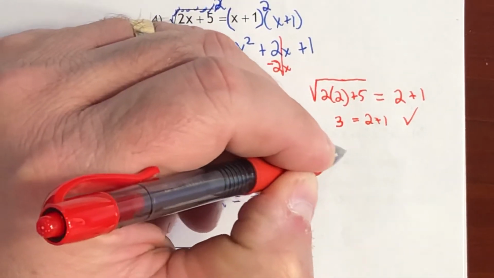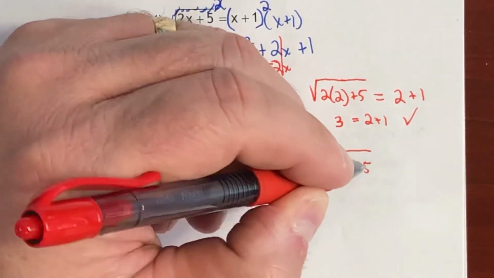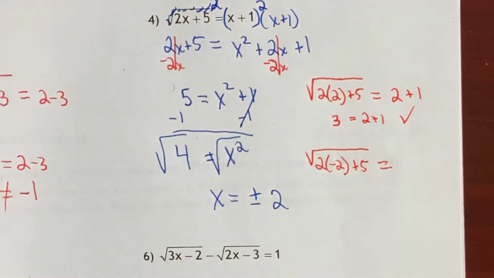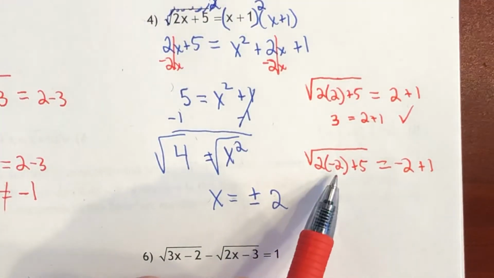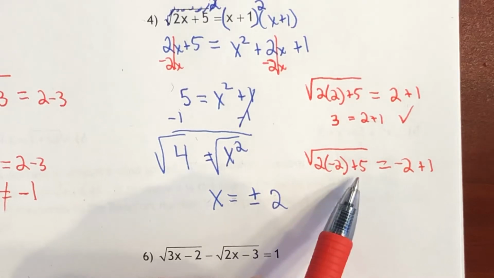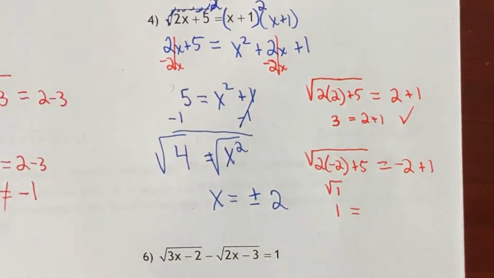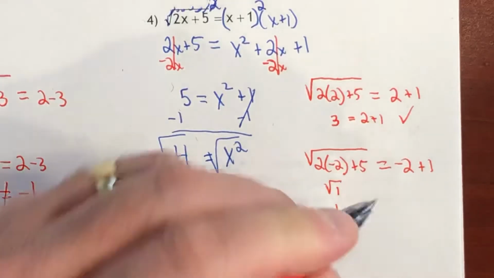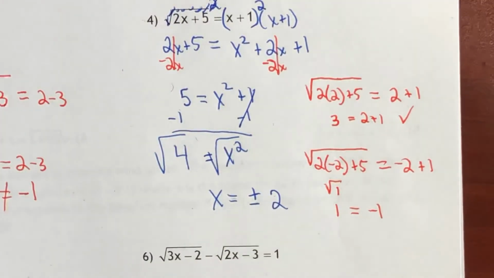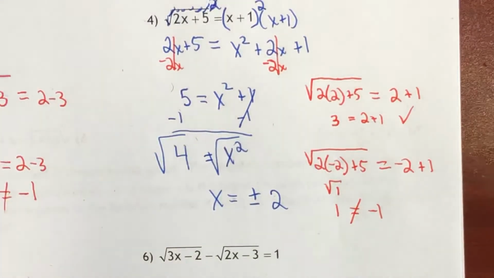All right, let's try a negative 2. So 2 times a negative 2 plus 5 underneath of the square root equals, on the right-hand side, a negative 2 plus 1. Okay? So 2 times a negative 2 is negative 4. Negative 4 plus 5 is 1. So we have the square root of 1. Well, we know that that's equal to 1. Square root of 1 equals 1. Does 1 equal a negative 2 plus 1 here? Well, that equals a negative 1. 1 does not equal a negative 1, so it does not work for the negative 2.